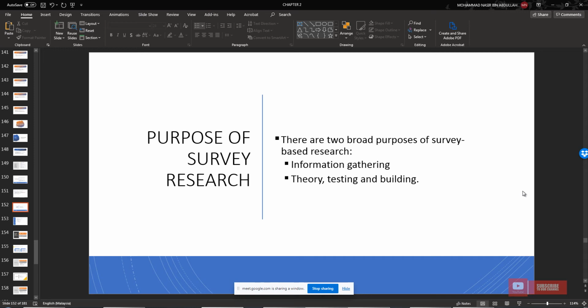Sometimes, based on the literature, let's say they have already established that theory A and B are related, so you want to introduce another variable in the relationship of A and B. You want to test whether A and B are still related when C exists, right? That is the purpose of survey research.